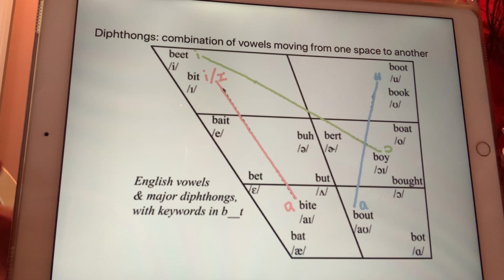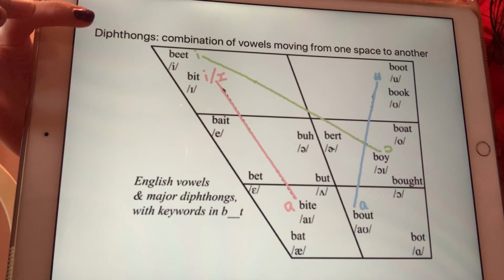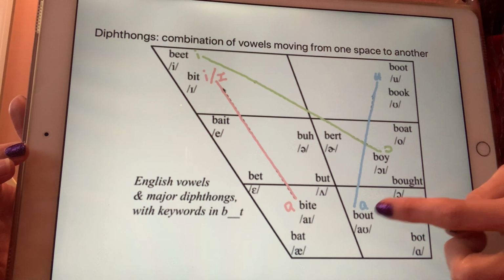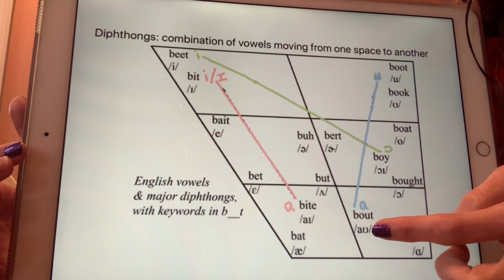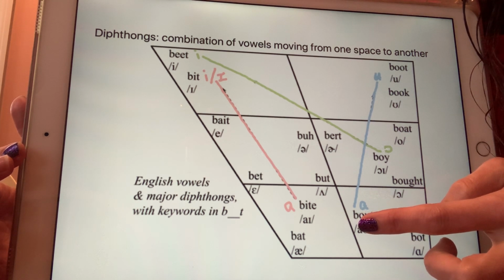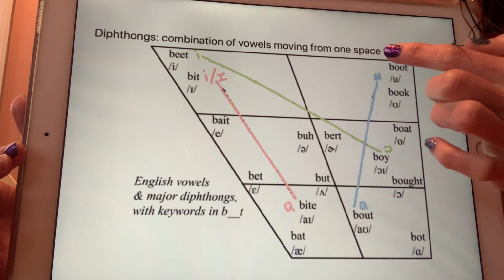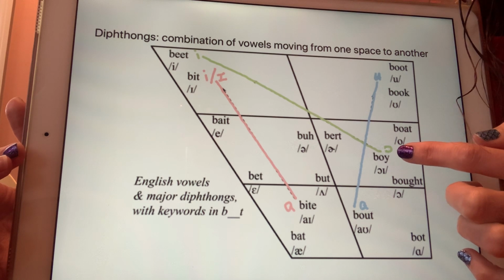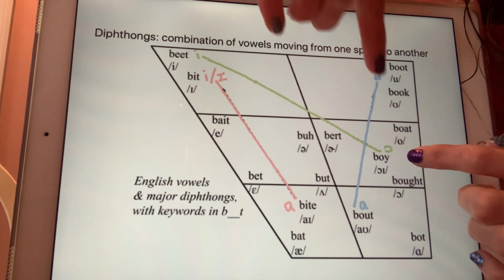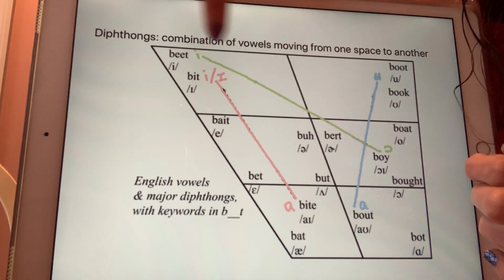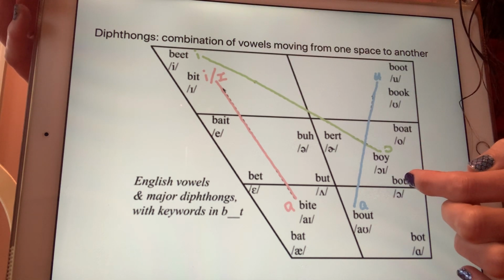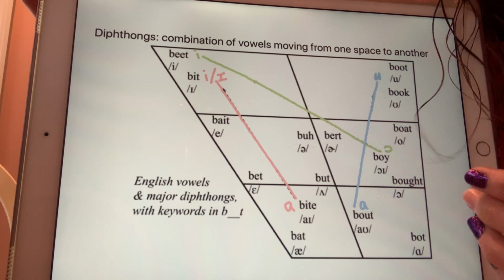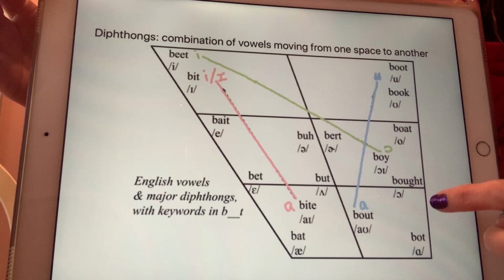So, diphthongs. Diphthongs are a combination of vowels moving from one space to another space. So here you have bout, like about, and that's an ah or an ah, moving to an oo. Ow, right? Or boy is a diphthong of aw, moving to e. Oi. And notice how this aw is kind of halfway between the aw and the o, because when you put two vowels together, it kind of changes the production of both of them, creating a new sound.